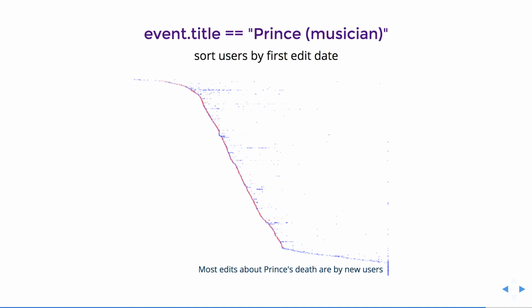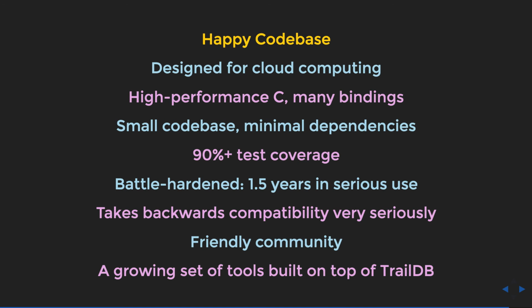So to conclude the presentation, to motivate you to try TrailDB at home, here are some calls to action, as we call them here. First, as I mentioned, it's a very good match for something like AWS or Google Compute Engine, because you can easily store these immutable files in something like S3. It's very efficient. It's written in C, it's high performance, small code base, minimal dependencies. Your DevOps people will like you.